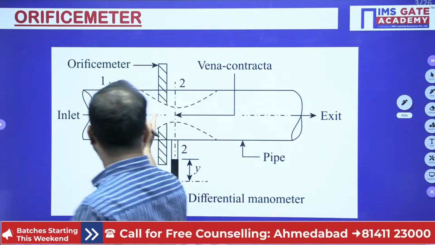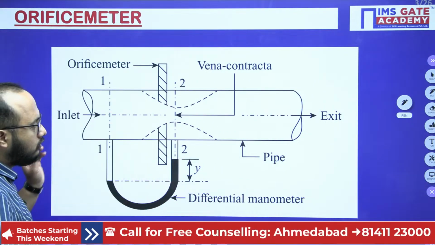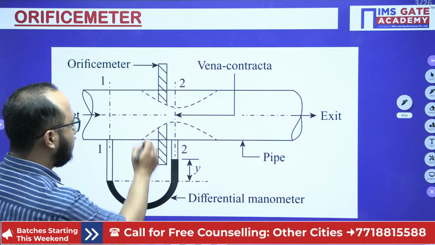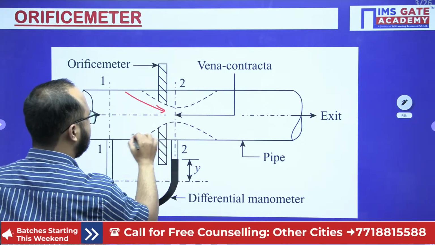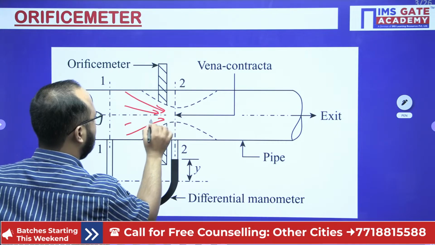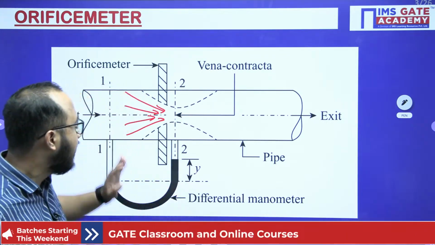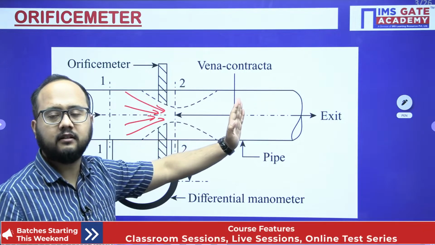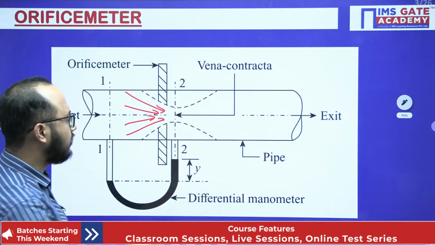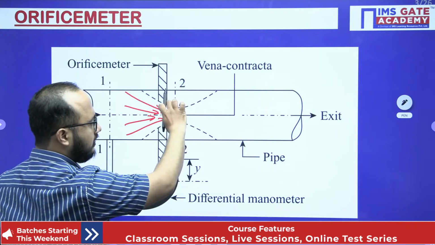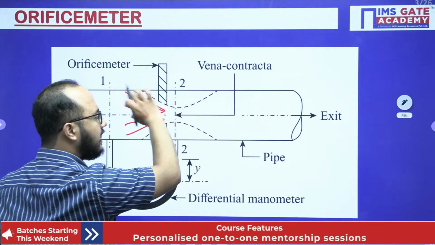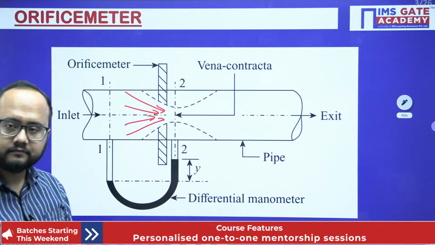In that circular hole, the fluid flow will be there. Fluid is coming here, and it will move like this. Suddenly the area decreases, and after that, again retardation and expansion will be there. After this, there is a converging part, and then after that, a diverging part is there.